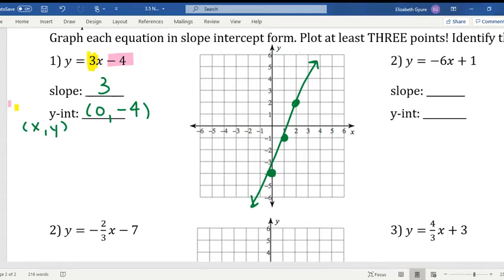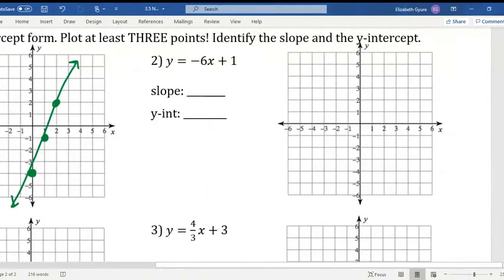Okay, so this is the general process for this. You find your slope, find your y-intercept, plot them, connect them with a line. Do we all have this one done? Okay, so go over to number 2.